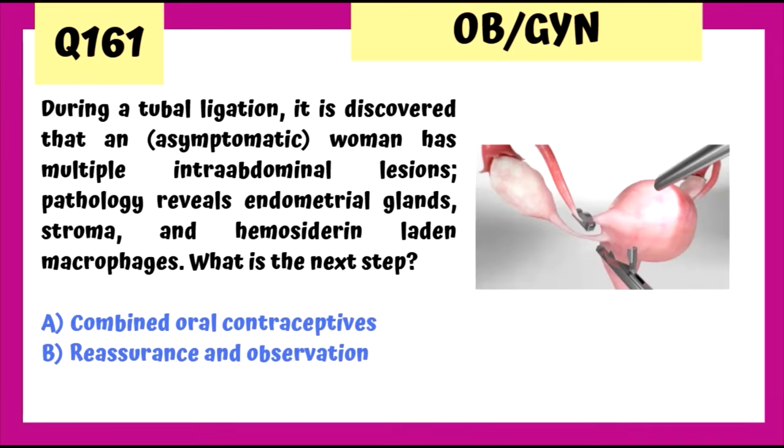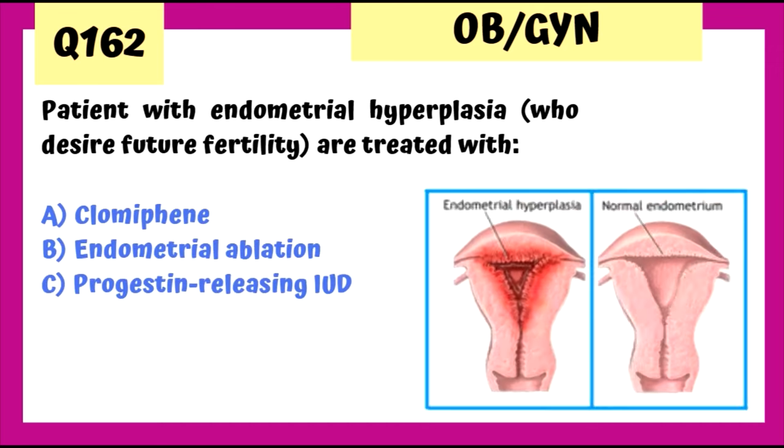Question 161. During a tubal ligation, it is discovered that an asymptomatic woman has multiple intra-abdominal lesions. Pathology reveals endometrial gland stroma and hemosiderin-laden macrophages. So this is endometriosis. What's the next step? So since it's asymptomatic, reassurance and observation. No need to treat if it's asymptomatic.